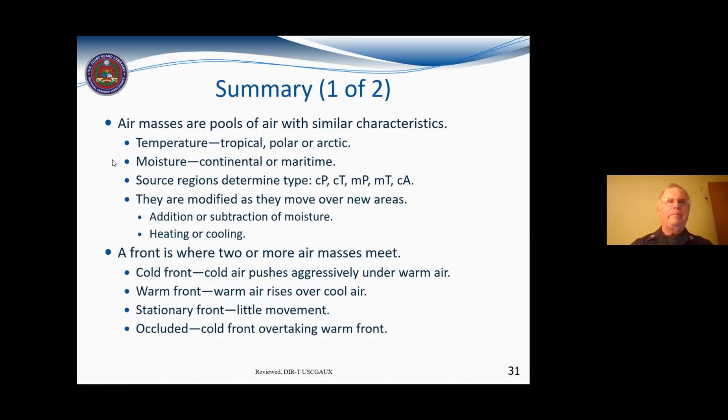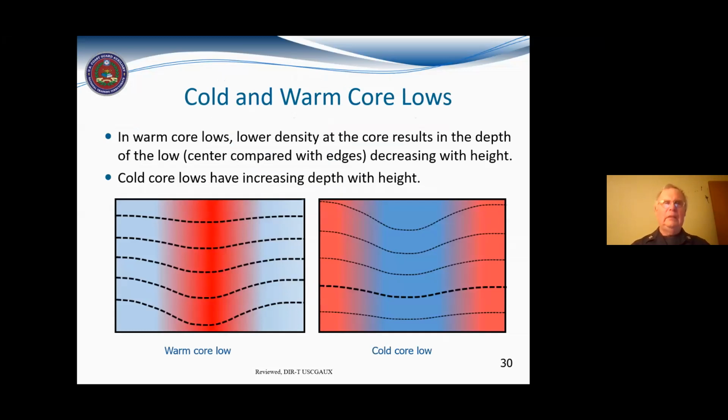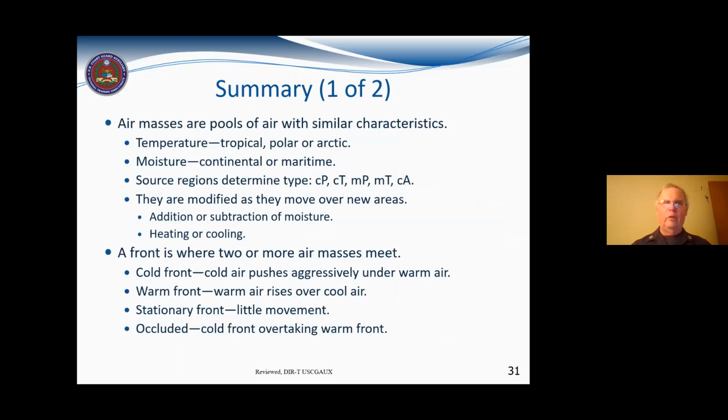Okay, these different masses of air are modified as they move over new areas. A maritime polar one will warm up and become a continental tropical one. Or maybe not tropical, but it will increase its moisture content and warmth, adding or subtracting moisture, heating or cooling. A front is where two air masses meet. A cold front is cold air pushing under warm air, a warm front is warm air sliding over cool air, a stationary front has little movement, and an occluded front is a cold front overtaking a warm front.